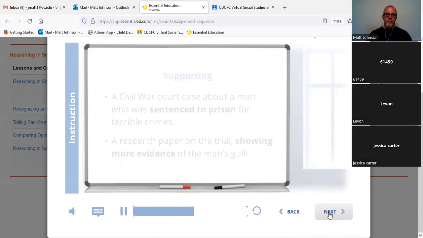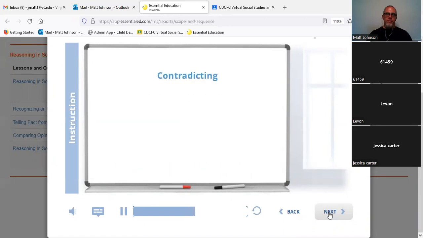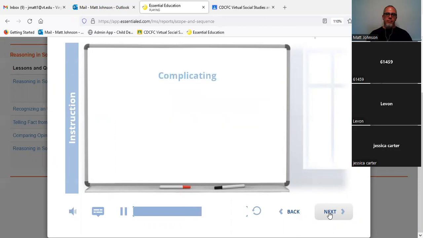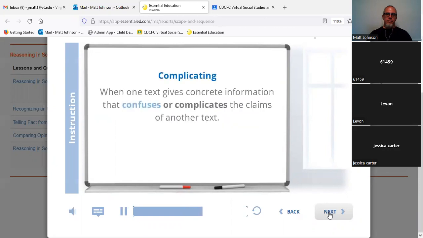The opposite of a supporting relationship is a contradicting relationship. A contradicting relationship is when one text argues against claims made in another text or provides opposing information. Lastly, there's the complicating relationship. That's when one text gives concrete information that confuses or complicates the claims of another text.